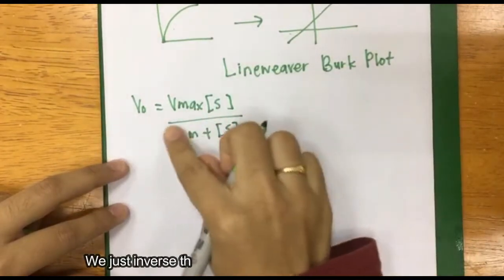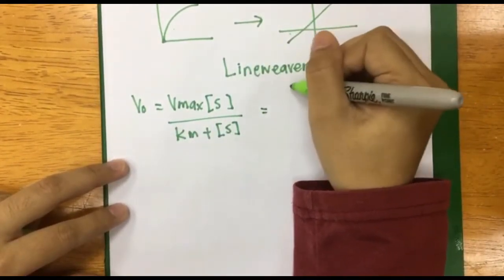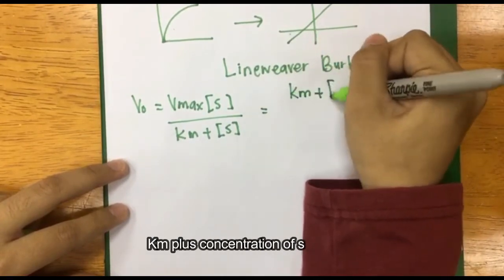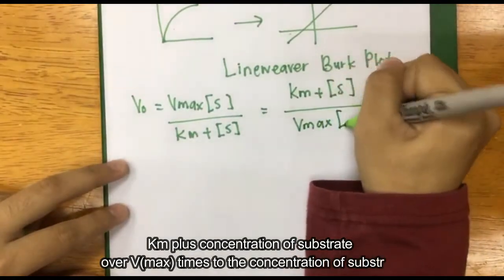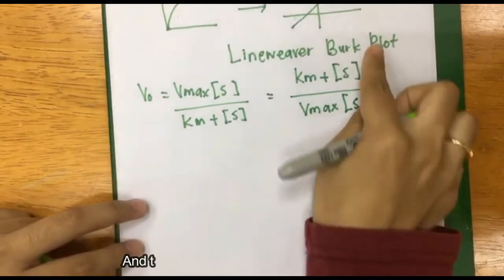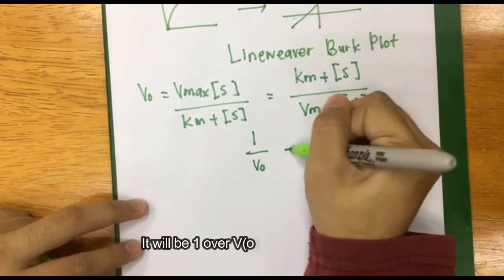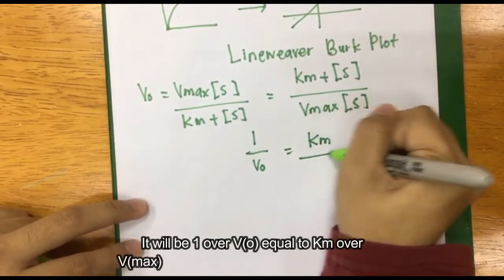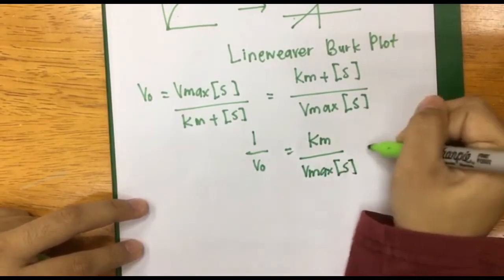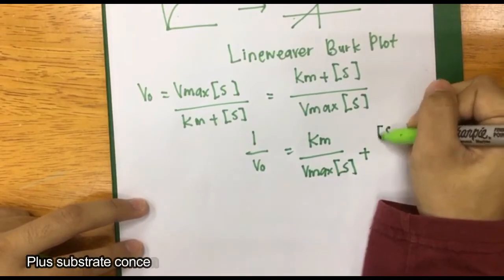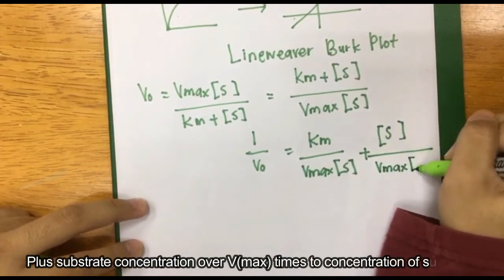We just inverse the below one to the up. It will become Km plus concentration of substrate over Vmax times the concentration of substrate, and then here we divide into two components. It will be 1 over V naught equal to Km over Vmax times the concentration of substrate plus substrate concentration over Vmax times the concentration of substrate.